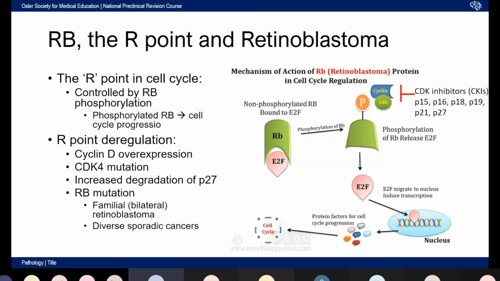Increased degradation of CDK inhibitors can cause increased phosphorylation of RB, because then there's nothing inhibiting the cyclin-CDK complex, and this can lead to cell cycle progression. Or a mutation in the CDK so it is active without cyclin D, or overexpression of cyclin D can also increase phosphorylation of RB, which then leads to cell cycle progression and cancer.